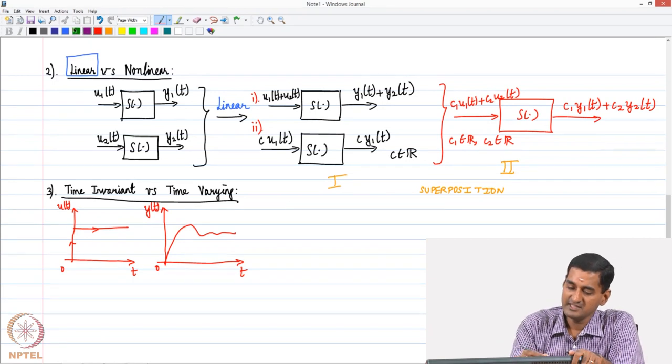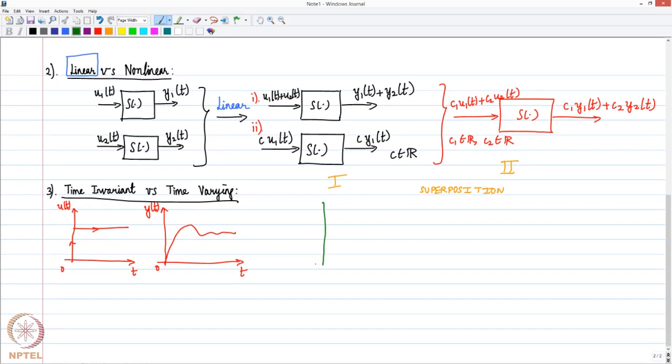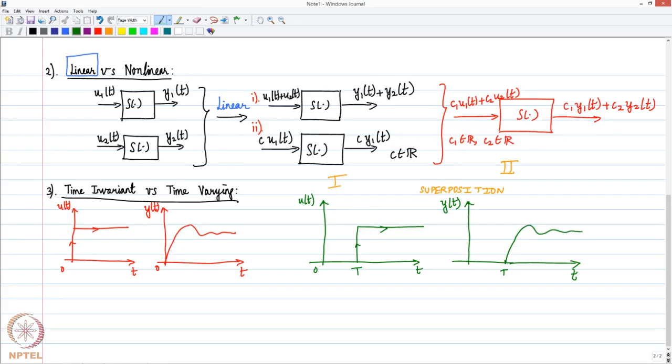Now let us say I provide the same input u of t after a time interval of, let us say, capital T. I provide the same input u of t, but I provide it after a time interval of capital T. The question becomes, do I get the same output? If the output is the same function, delayed by capital T, then the system is said to be time invariant.